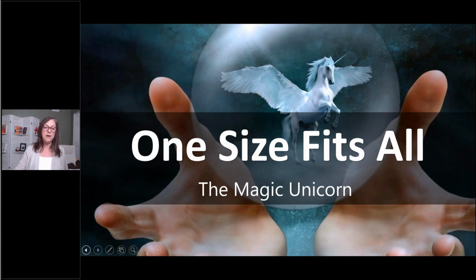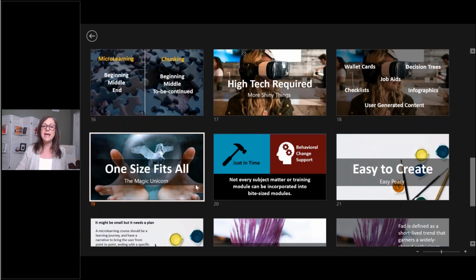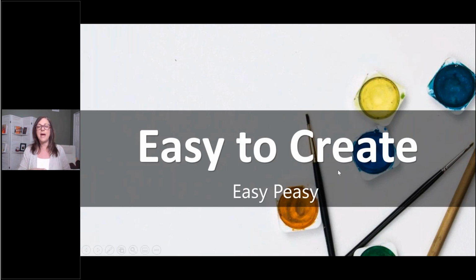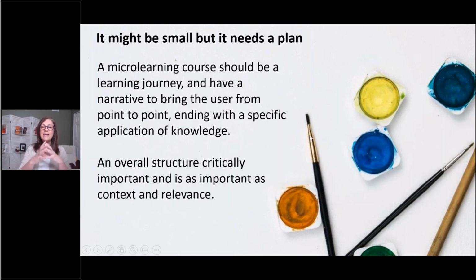Okay, so now the third one on the list was that it should be easy to create. Okay, easy peasy, right? Easy stuff. Well, we know that this is not the case. Easy does not mean simple. Sometimes the simple stuff, as I said, is the most complicated to create. And why is that? It's because it needs a plan. Microlearning needs a plan. It depends on a concept that I refer to as content deconstruction.